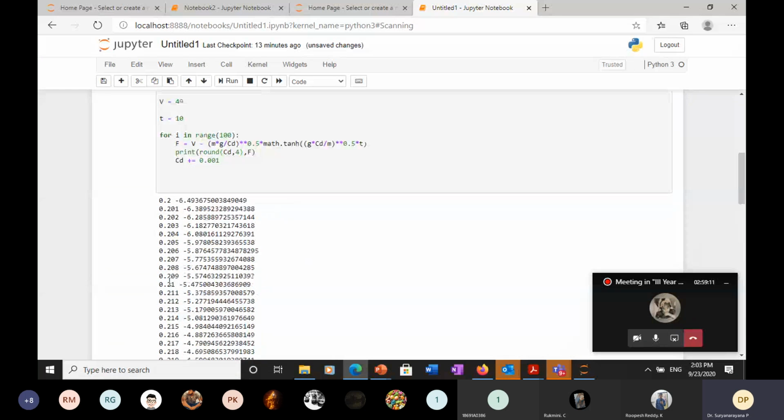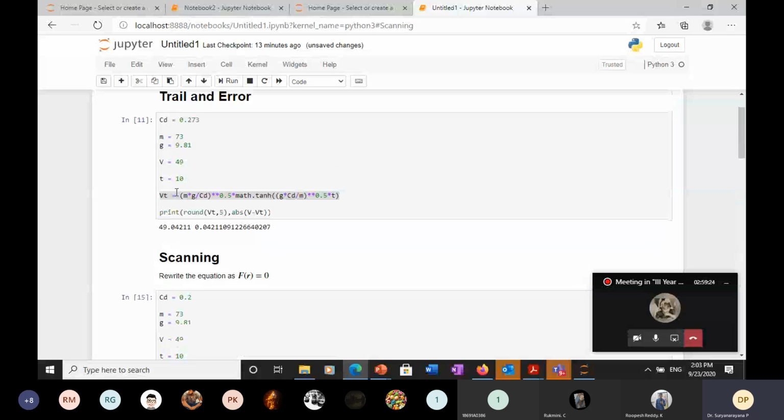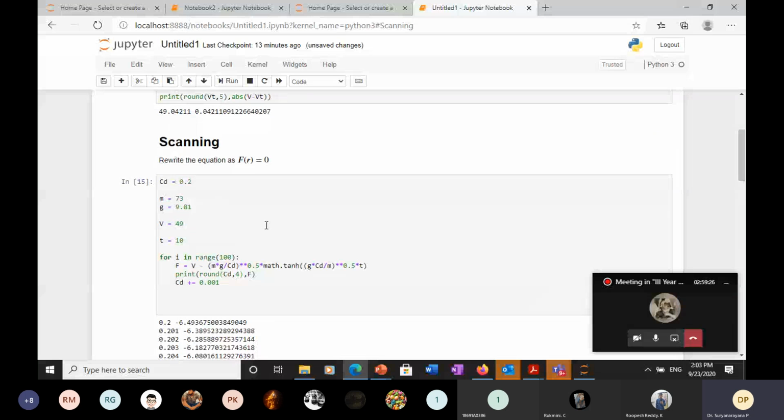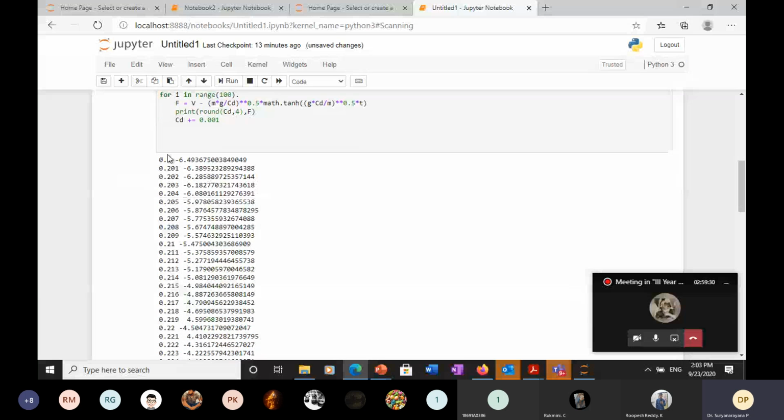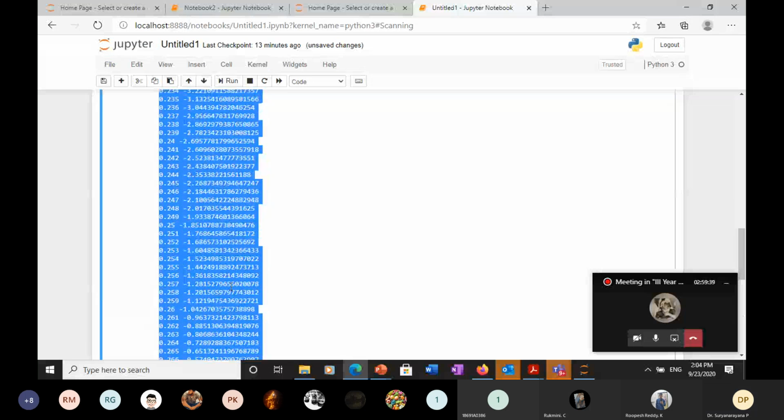See, so I have made a table. This is called scanning because we are going one step at a time: 0.2, 0.201, 0.202, 0.203, and so on. We are looking for the root. Where is the root? And this you could do because this is a computer program. It can do 100 calculations. See here, in a matter of milliseconds, I have tabulated the function for 100 different values of CD.